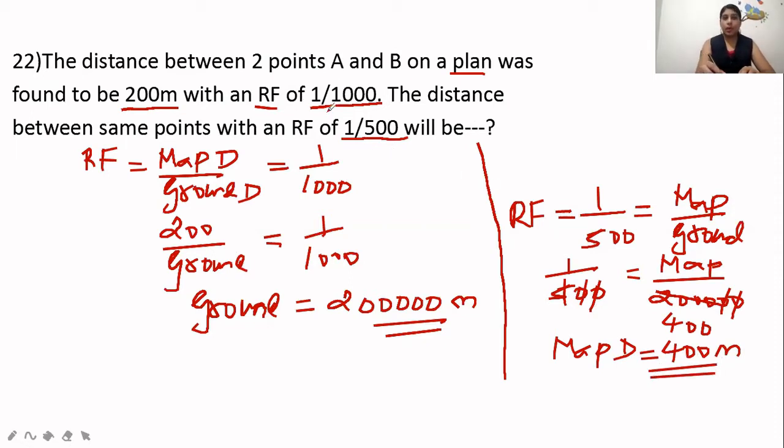So you will understand this is also a perfect MCQ question. That is, when the representative fraction becomes half, the distance is doubled. The distance is doubled. This is an important MCQ examination question actually.